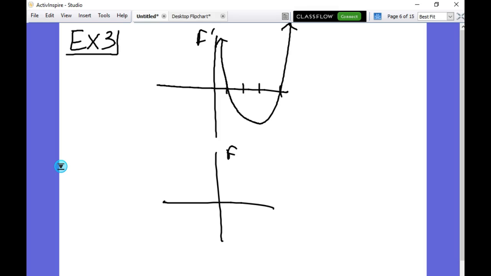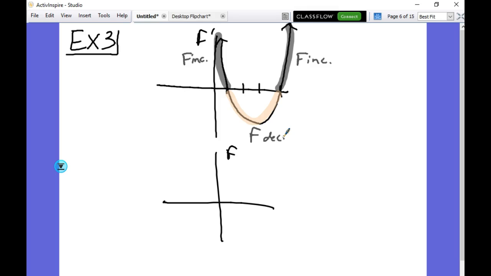What were you saying, Heather? 0 to 1? Sure. That's positive, above the x-axis, right? So my slope is positive there, right? And where else is it positive? There you go. Where is the slope negative? Good. So f increases here, and here f decreases.